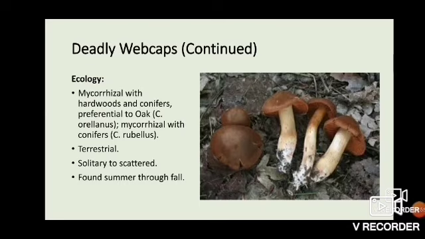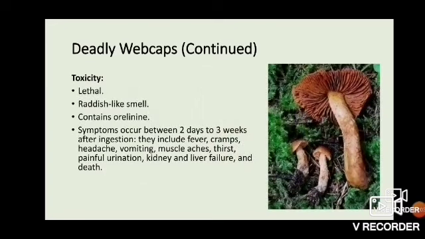These are terrestrial mushrooms. They are solitary to scattered, and these are found summer through fall. These are lethal mushrooms. They have a radish-like smell, and they contain a toxin called orellanine. So what makes this mushroom so lethal is that you eat it, it doesn't make you sick right away. Symptoms actually occur 2 to 3 days, sometimes in rare cases up to 3 weeks after ingesting them.